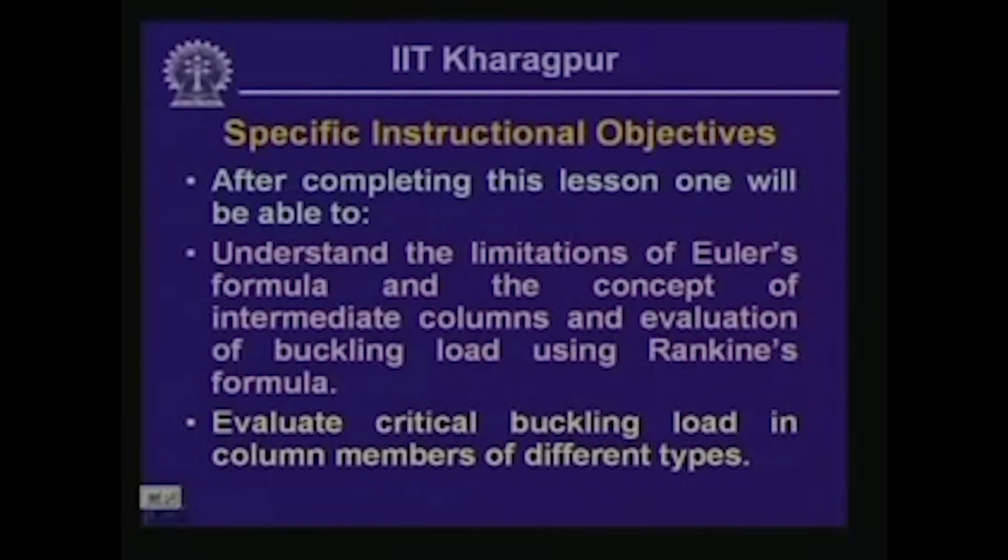Also, one should be in a position to evaluate the critical buckling load in different types of column members. When we talk of different types, we mean column members having different support conditions, as we have seen in the previous lesson, that the column members can have hinged ends, or fixed ends, or fixed and hinged, or combinations of these, and then how do we calculate the critical buckling load in such column members having these different types of supports.